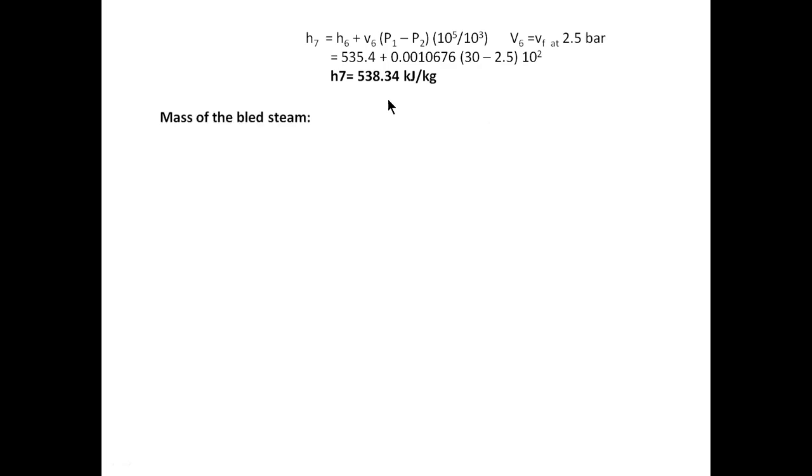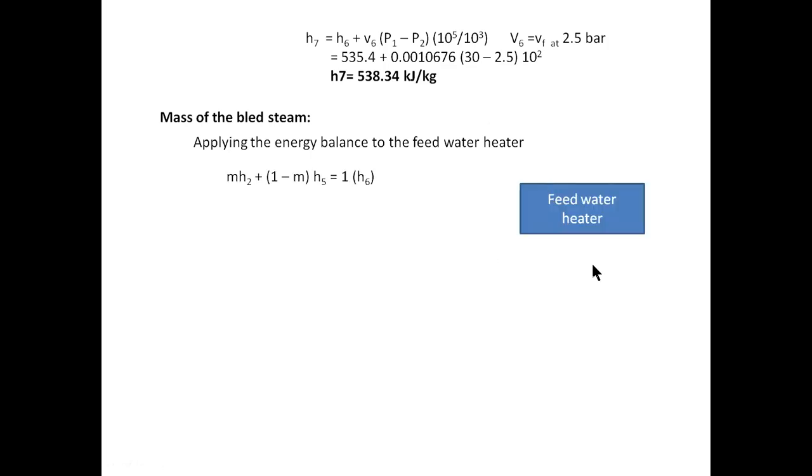Okay, after finding H7, how to find the mass flow rate? Here we are going to apply the steady flow energy equation in order to find out the mass. In order to understand that, just think of it as a feed water heater. In the feed water heater, at state 2 some mass is bled out from the turbine, and the same mass is made to go to the feed water heater. Feed water heating, as I've told you, is from 5 to 6.